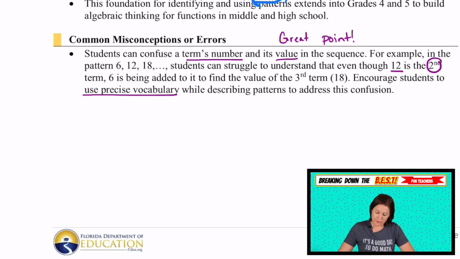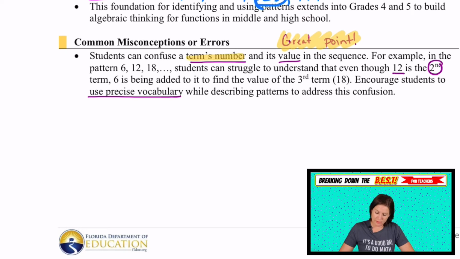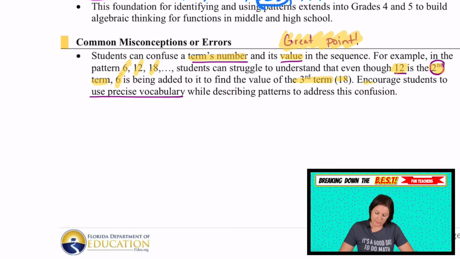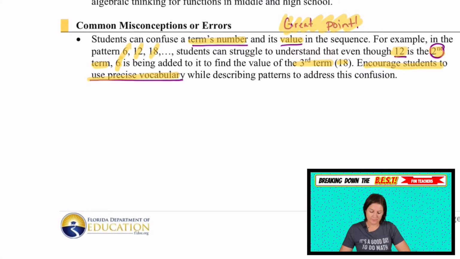Here I put that they had a great point listed here with the common misconceptions and errors, that students can confuse a term's number and its value in a sequence. For example, in the pattern 6, 12, 18, students can struggle to understand that even though 12 is the second term, 6 is being added to find the value of the third term. So really, just this statement right here: encourage students to use precise vocabulary, talking about terms, talking about values, starting points, and so on and so on.